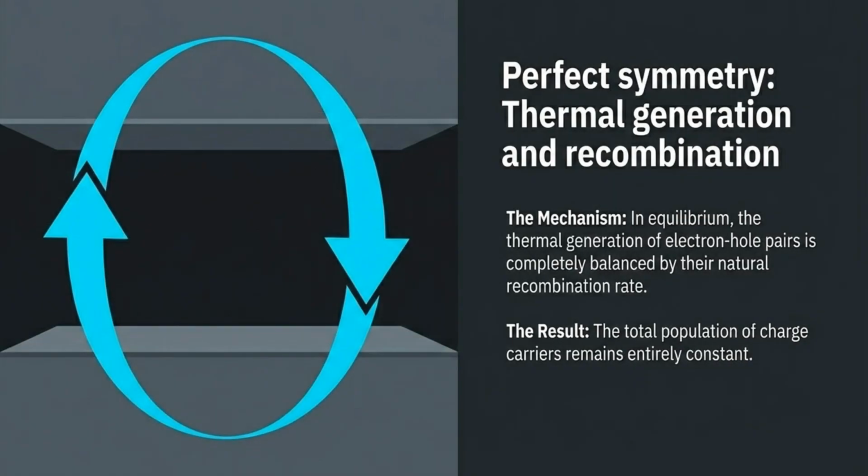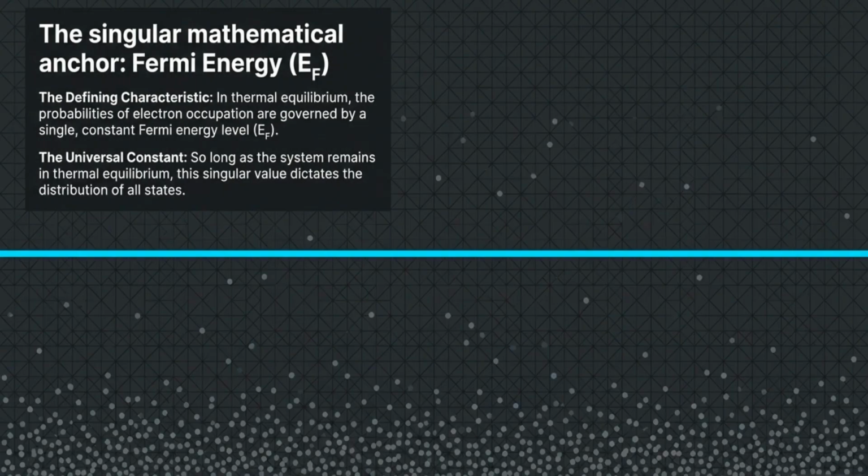In equilibrium, there is perfect symmetry between thermal generation and recombination. The thermal generation of electron-hole pairs is completely balanced by their natural recombination rate, keeping the total population of charge carriers constant. The defining mathematical anchor for thermal equilibrium is the Fermi energy, EF. The probabilities of electron occupation are governed by this single, constant energy level, which dictates the distribution of all states.